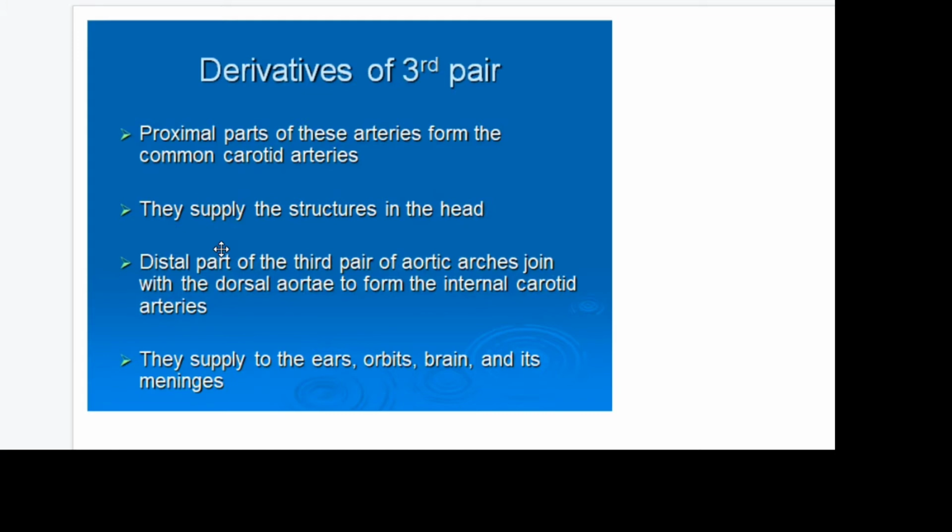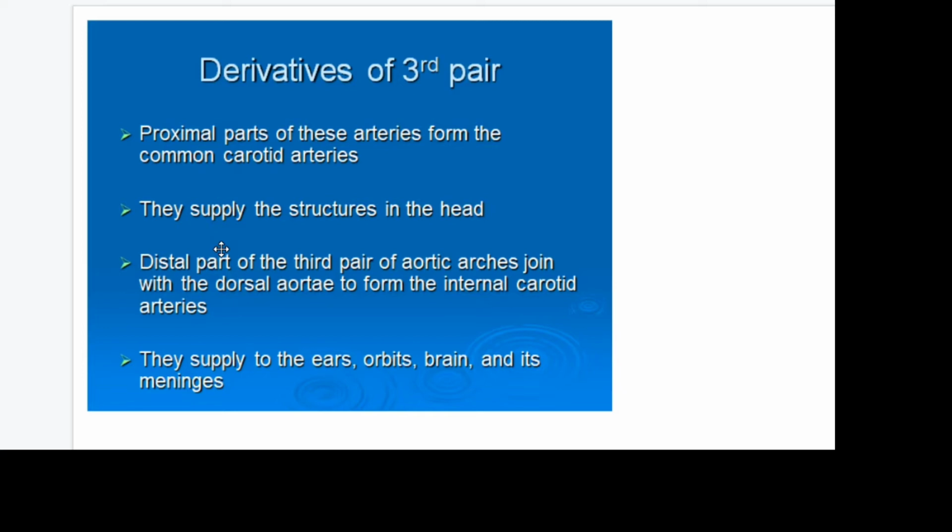Now, the derivatives of the third pair: the proximal part of these arteries forms the common carotid, and they supply the structures in the head. The distal part of the third pair of aortic arches joins with the dorsal aorta to form the internal carotid. They supply the ears, the orbits, the brain and its meninges.